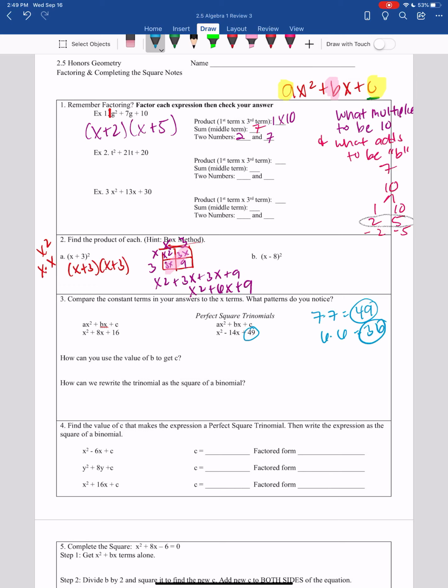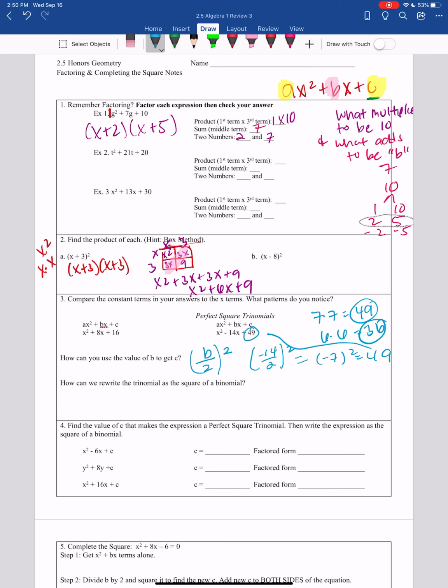So we're trying to figure out a relationship to get from B to C. When I don't know that it's a perfect square trinomial, I divide my B by 2, and I square it. So for example, if I take -14 and divide that by 2 and square it, I'll get -7 squared, which is the 49 that you see circled.